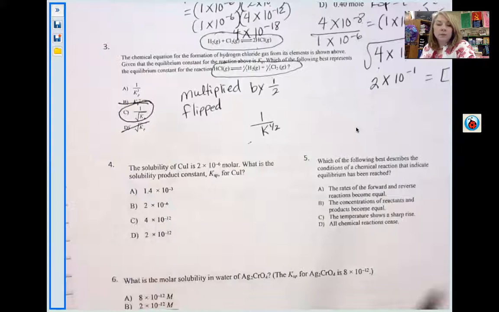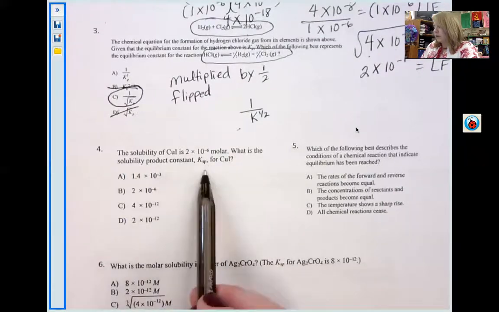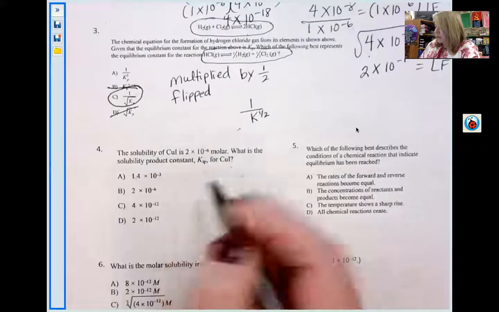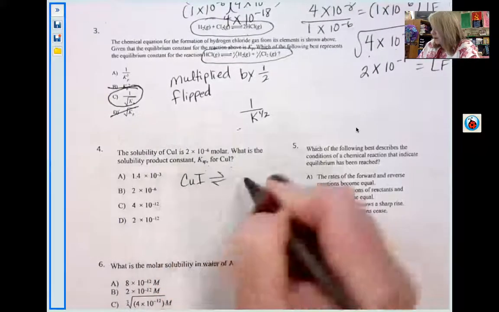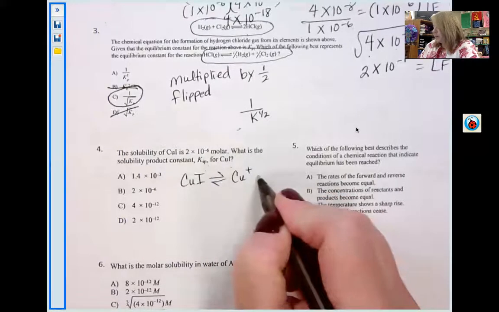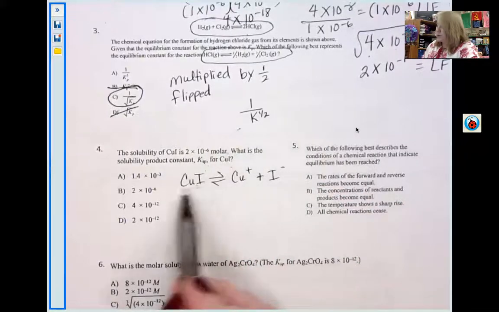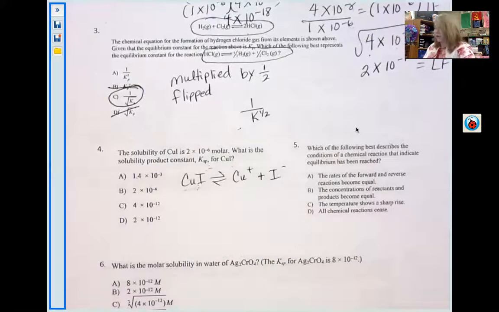All right, number 4. The solubility of CuI is 2 times 10 to the negative 6 molar. What is the solubility product constant for CuI, the Ksp for CuI? So again, we're going to write CuI breaks down into Cu. Now, notice this one's only a positive 1 because iodine is a negative 1. And so if I did my little reverse crisscross, then copper has to be a positive 1. That is a possible charge for copper. It can be a positive 1 or a positive 2.